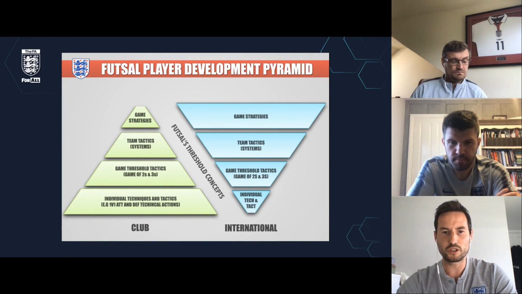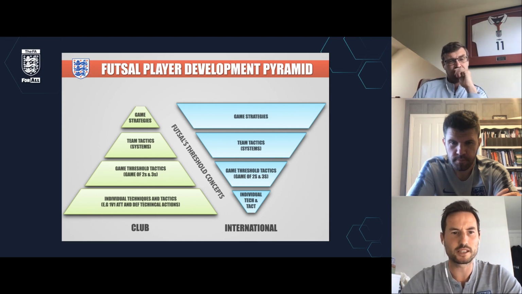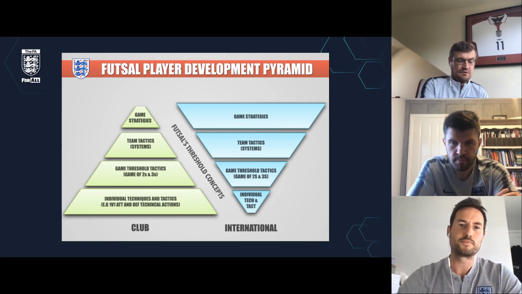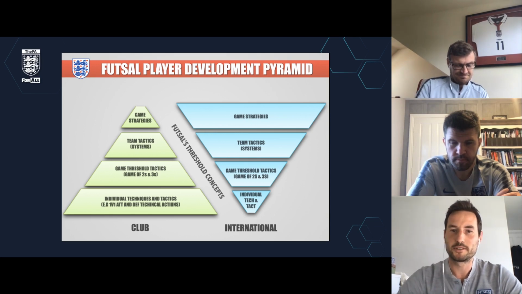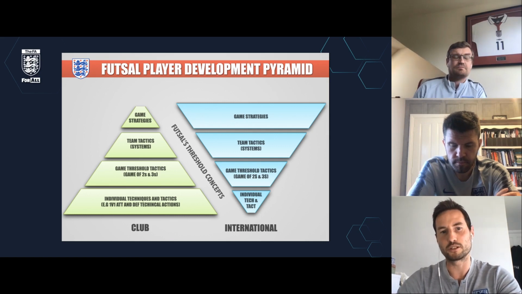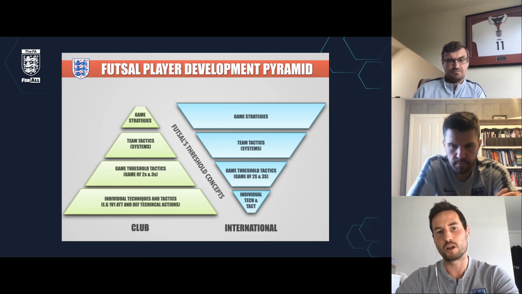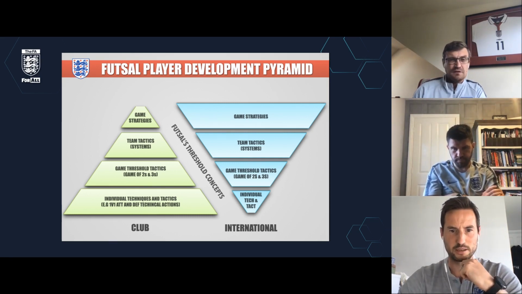We always use this as a point of reference, just to show that now we're at that second part up of the pyramid on the left, looking at twos and threes. We've talked about individuals already. If you want this pyramid explained, please go and watch the other webinars because we've talked about it more on those. But I think it's fairly self-explanatory in terms of the importance of the fundamentals at the bottom. And when you're working with international players, you've probably got less time to do that, although it's still really important.